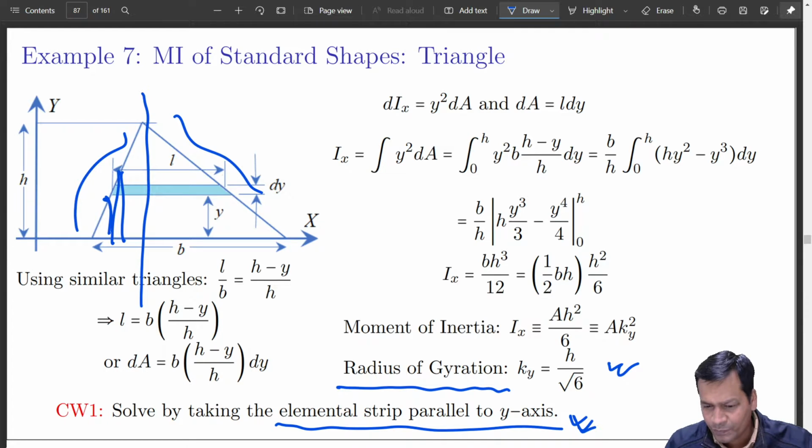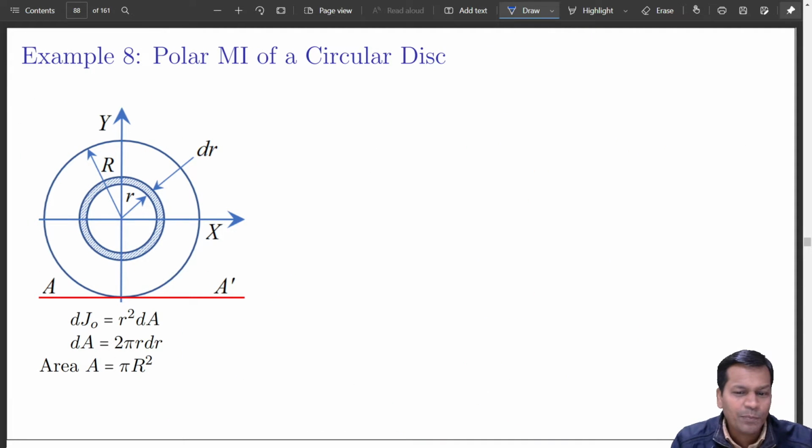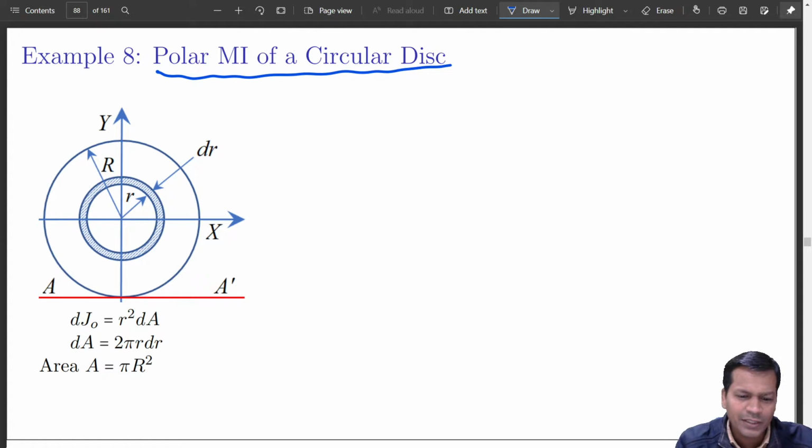Now the polar moment of inertia of a circular disk. This is a circular disk with center as O. R is the distance of a small element. Again, this is a solid disk.